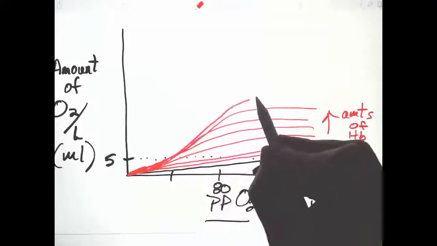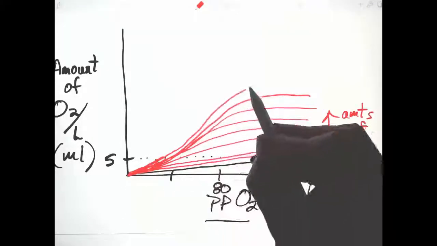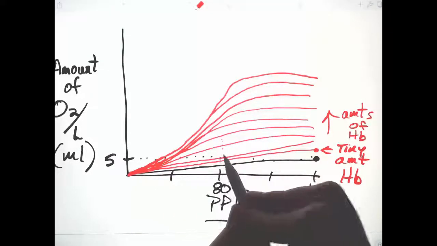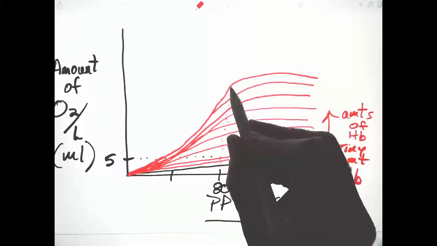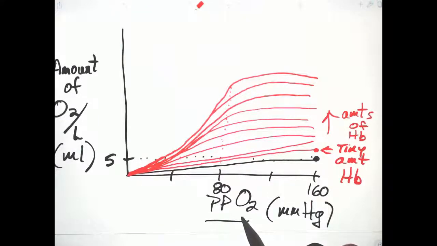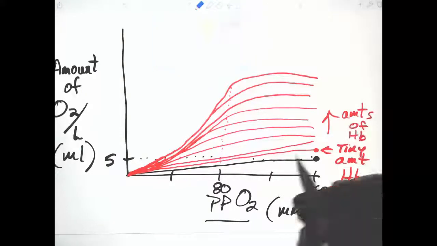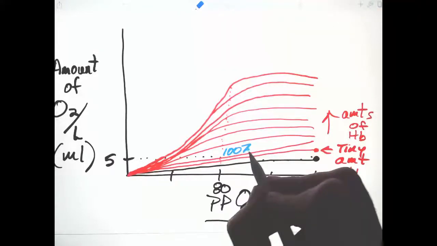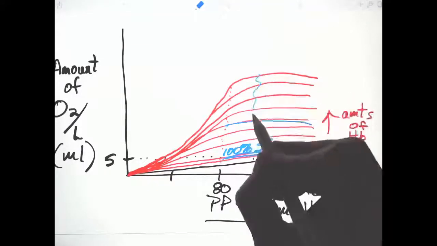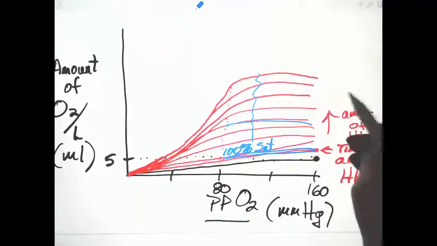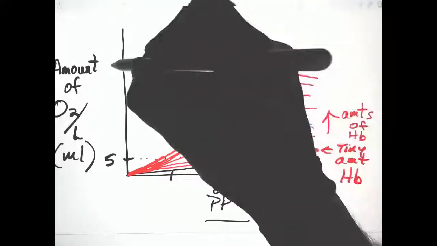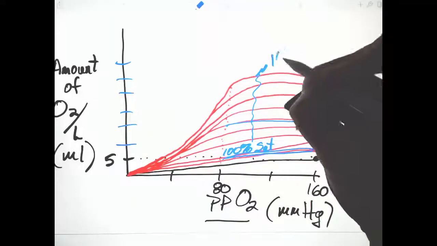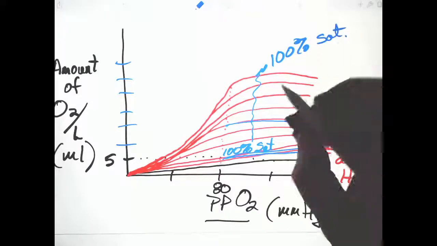Notice that the curve does have the same shape all the time. At least I'm trying to make it have the same shape. In each case, I'm trying to get it to the point where it's nearly 100% saturated at 80 millimeters of mercury partial pressure of oxygen. In terms of percent saturation, somewhere around 80 to 100, we're 100% saturated. Somewhere in this vicinity, we're at 100% saturated. All of these different curves have a different amount of total oxygen, but in each case, they're 100% saturated.